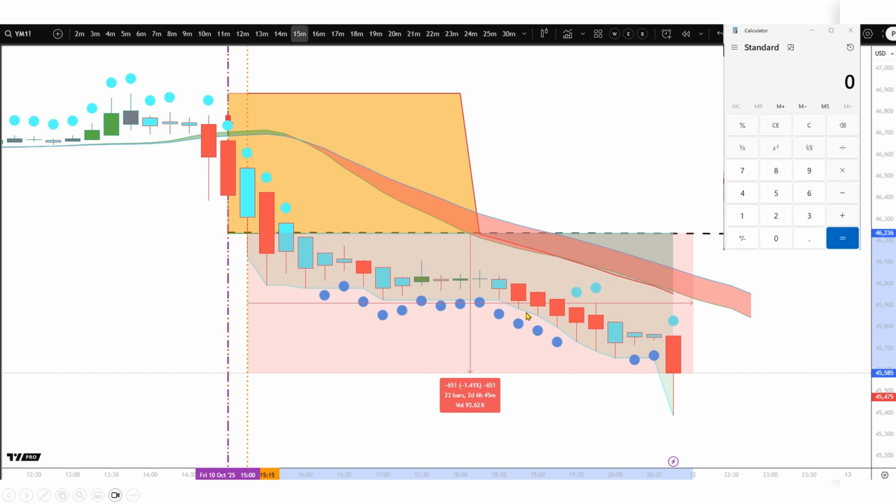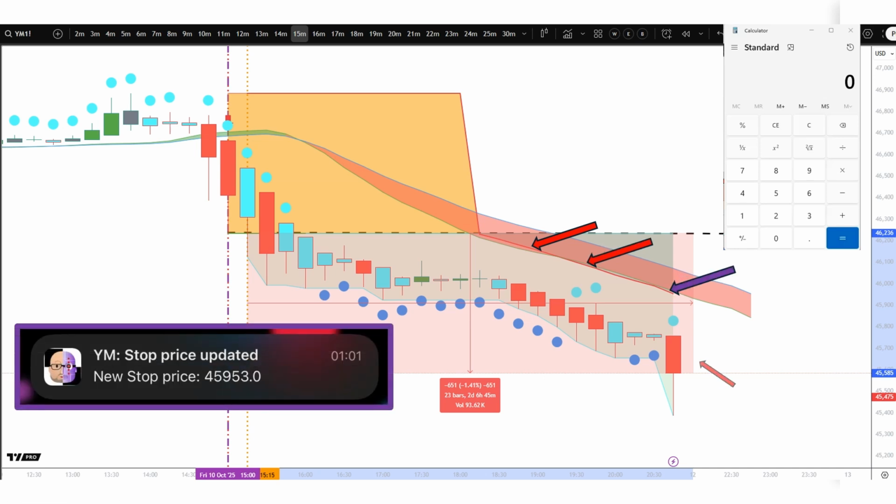We send push notifications for every stop price update. Each update locks in more profit, so if you're trading futures, simply adjust your stop when the app notifies you. On Fridays, it's very important not to carry a trade over the weekend. So, before the Friday market close, close out your trade.